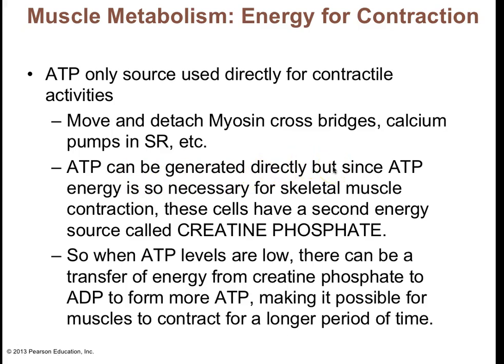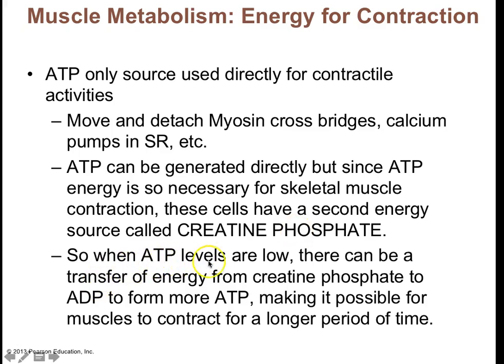ATP can be generated directly, right? Aerobic cell respiration, but since ATP is so necessary for skeletal muscle contractions, the cells have a second energy source. And I do want you to know this for one of the questions on the Moodle quiz. Creatine phosphate. So ATP is adenosine triphosphate and CP is creatine phosphate. It's a backup. Other cells in the body don't need it, don't have it. Skeletal muscle cells absolutely need it. We want to move our body, you need a backup, creatine phosphate.